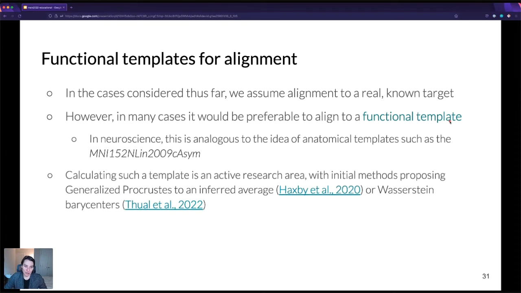Now, this is really appealing and really quite difficult. So calculating such a template is an active research area, and initial methods have come out proposing various solutions. For example, Haxby and colleagues have proposed developing templates using generalized Procrustes, again referencing that Procrustes method I mentioned earlier, to an inferred average. More recently, that figure from Twell and colleagues is from a paper where they also talk about using Wasserstein-Berry centers to develop an average.